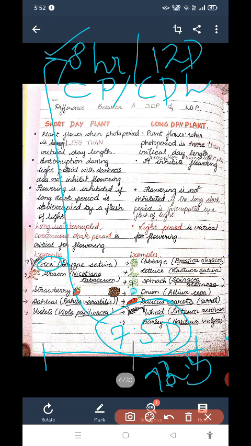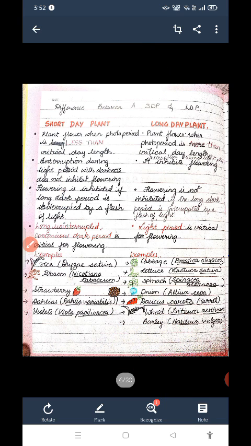But if I give it more than 8 hours, suppose I give 9 hours of daylight, what will happen to this plant, girls? The plant will start to decrease its frequency of flowering, which means it will not be so effective in giving flowers because the day length has exceeded the critical photoperiod.